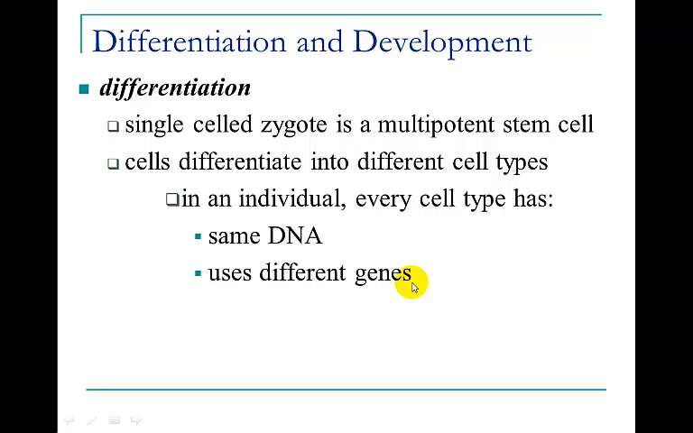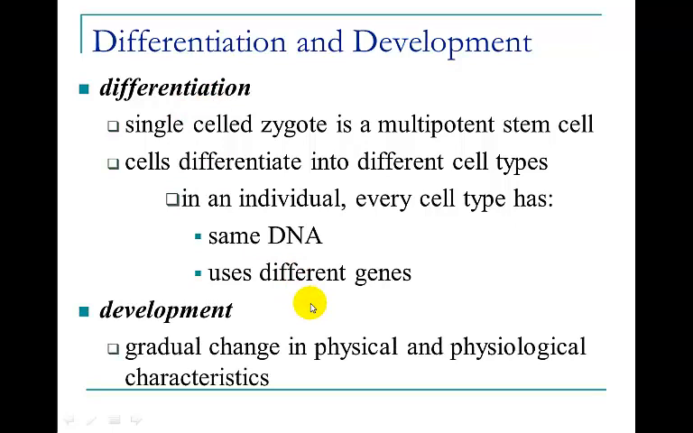So again, all of the DNA is the same. Every cell has the same amount of DNA, the same kinds of DNA, but what is used is different, and that is differentiation. And after differentiation, the cell will continue to develop. It'll change physiologically, and that is termed development.